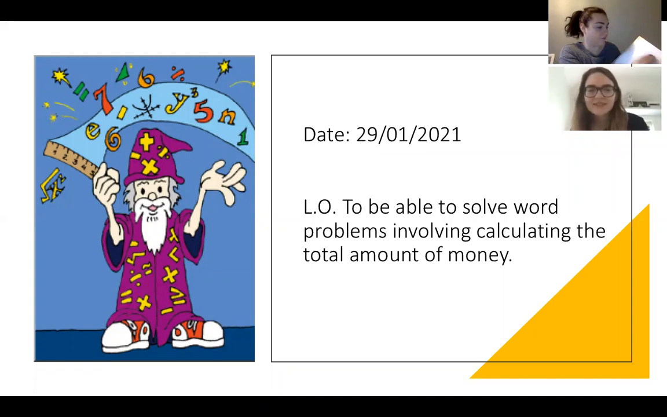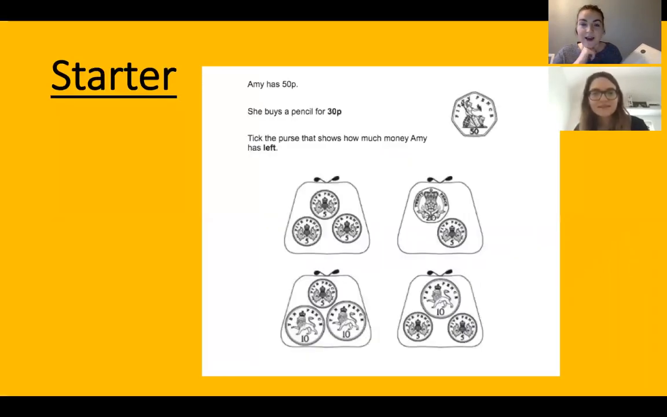Today's date is the 29th of the 1st, 2021, and the learning objective for today will be to be able to solve word problems involving calculations, the total amount of money. Let's begin. Okay children, so this is your starter for today.